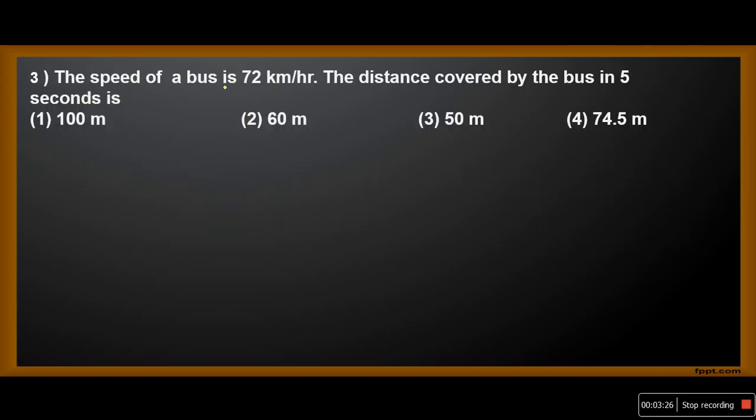The speed of a bus is 72 km per hour. The distance covered by the bus in 5 seconds is. Distance is equivalent to, what is the formula? Speed into time. What is time here? Time is given in 5 seconds. Speed is equal to how much? 72 kilometer per hour. To convert it into meter per second, I had to multiply with 5 by 18. Why am I converting into meter per second? Because time is given in seconds.